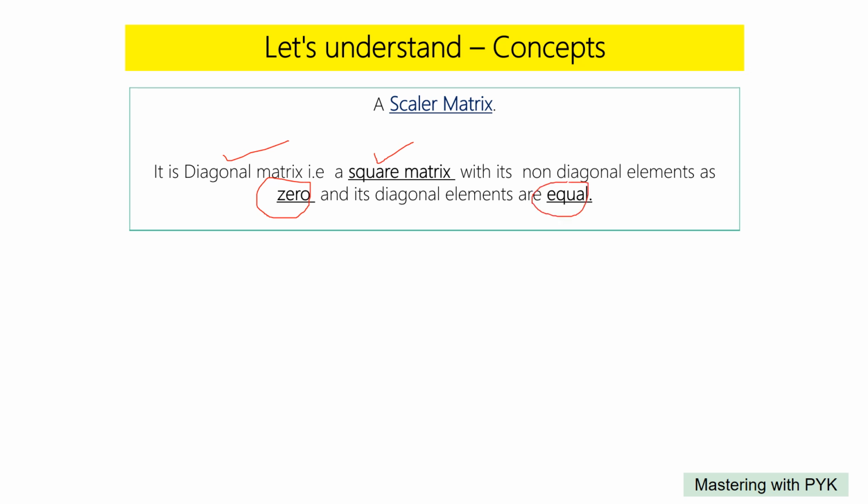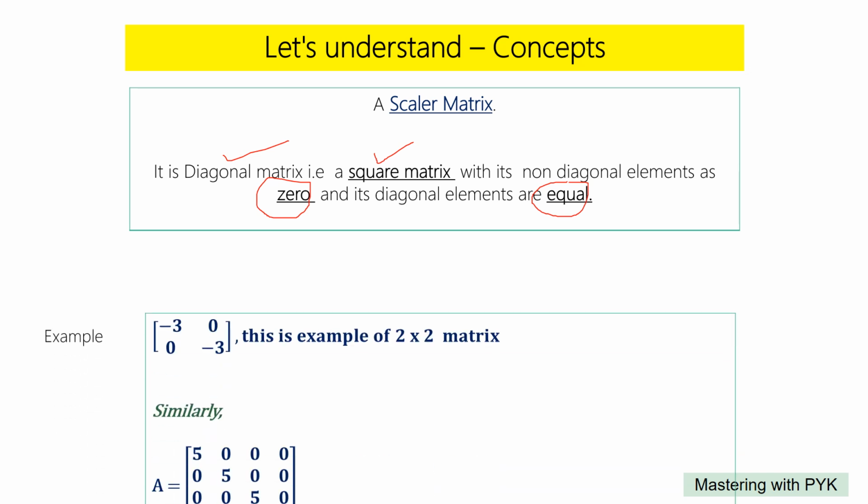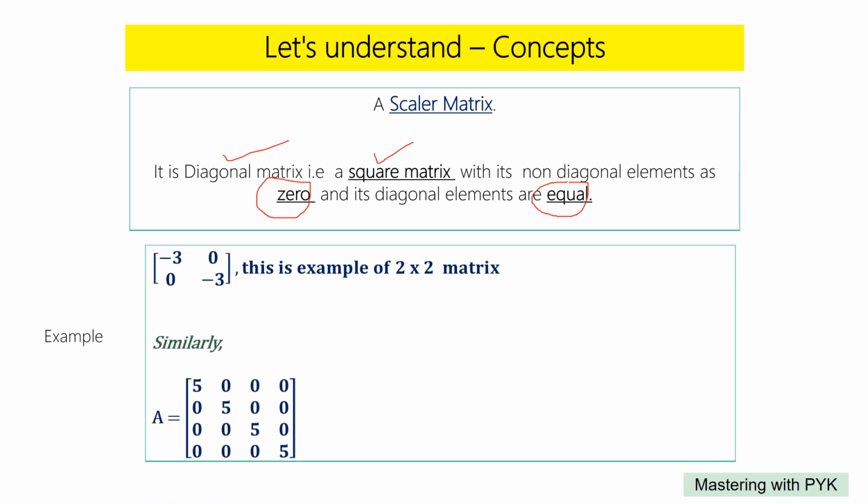Going ahead with the first example, say this matrix is denoted by a capital letter. We'll check whether it's a square matrix. We have 2 rows and 2 columns, so 2 by 2. It is an example of a square matrix. Next point is whether the non-diagonal elements are 0. Yes, the non-diagonal elements are 0, and the diagonal elements are the same, that is -3.